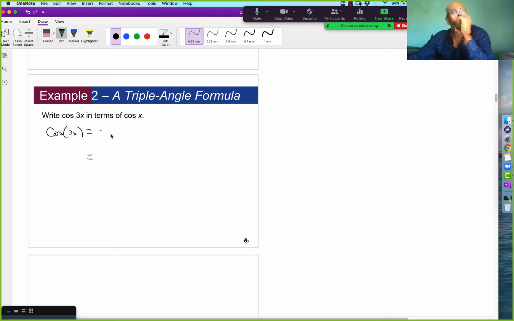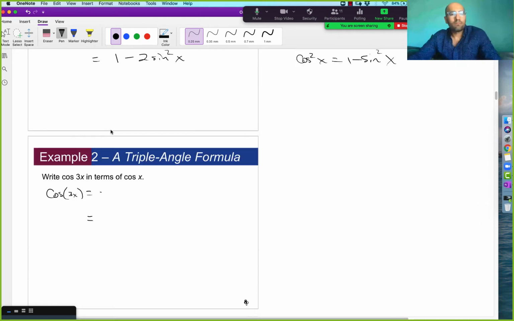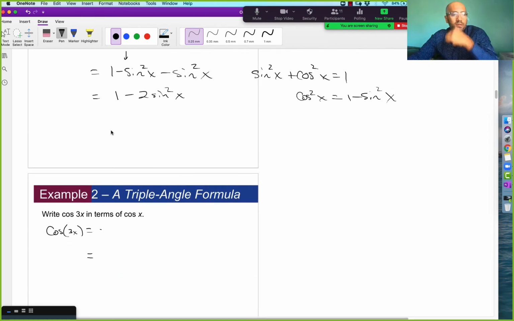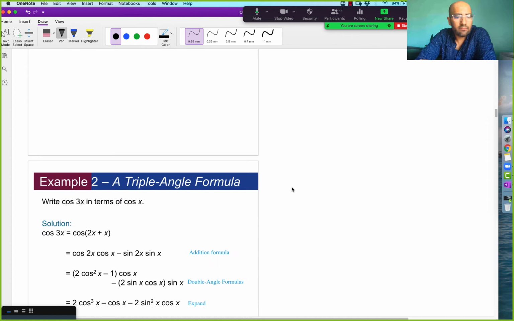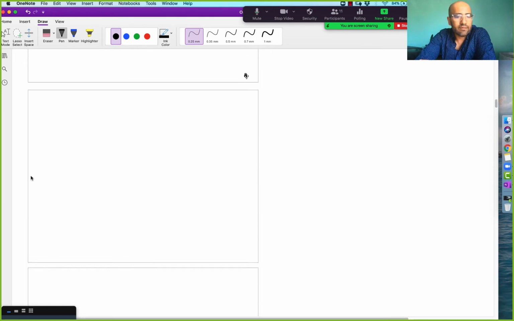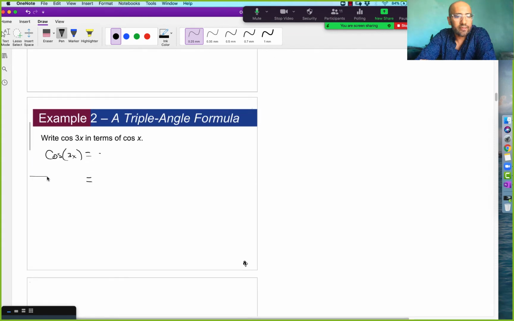What do I really want to do? I'm having a brain fart here. Cosine 2x. Why do I want to do that? Okay, I'm having a brain fart. Oh, they did want you to do that. Oh, nah, well that's dumb. I don't know why. Okay, yes, they do want you to do that.